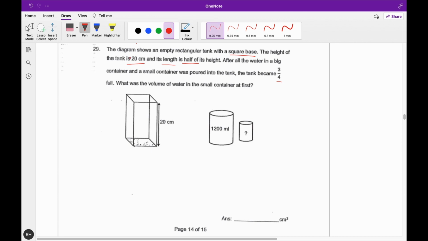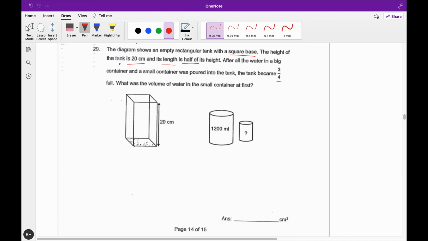Question 29. The diagram shows an empty rectangular tank with a square base. The height of the tank is 20 cm and its length is half of its height. After all the water in a big container and a small container was poured into the tank, it became 3 out of 4 full. What was the volume of water in the small container at first?